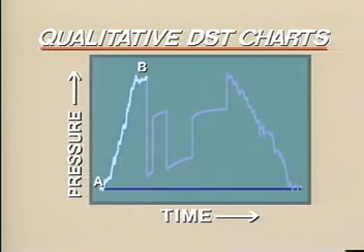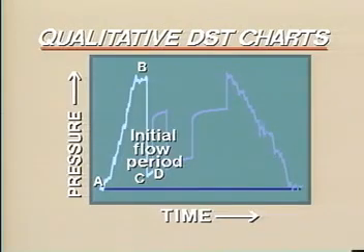The tool is opened, B to C, and the initial flow period takes place from C to D. This period lasts for about 5 to 10 minutes. The initial pressure recorded at point C is usually near atmospheric unless a cushion has been placed in the drill pipe or a highly productive formation is being tested, and it reacts quicker than the recording instruments can record.